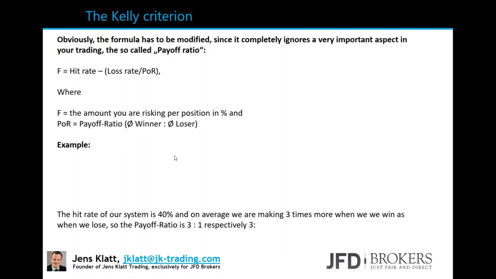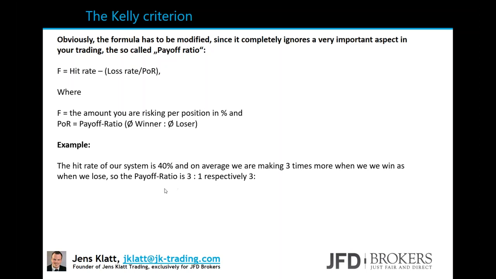So the example here says the hit rate is 40% on average, and on average we're making 3 times more when we win than when we are losing. So the payoff ratio is 3 to 1, respectively 3. If we put all this in the formula, we get the following. It's 40% minus the loss rate, the negative result of the hit rate, which is 0.6. You divide it by 3, and then you get 20% too.